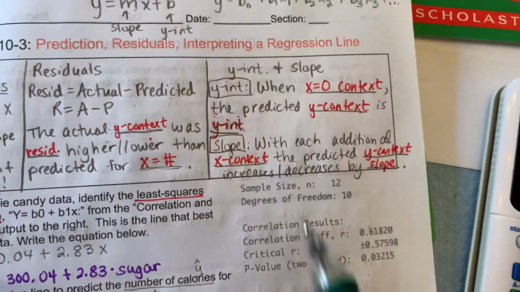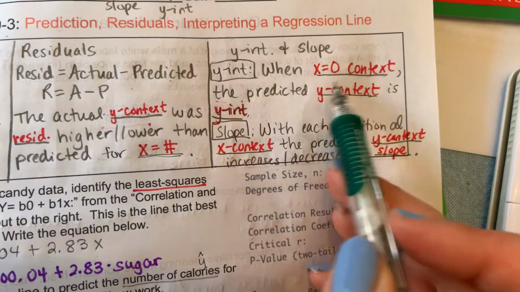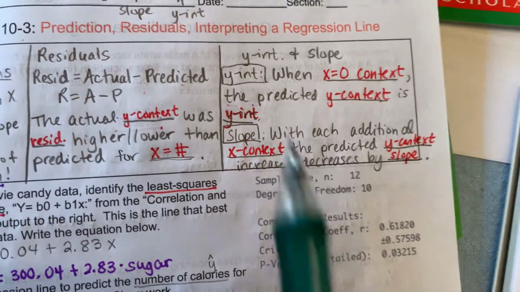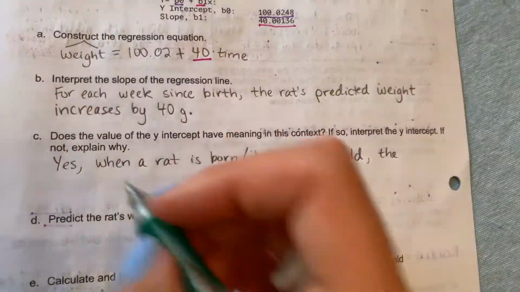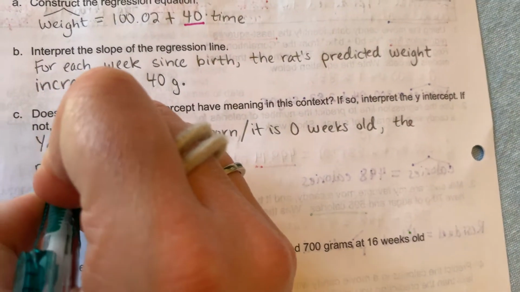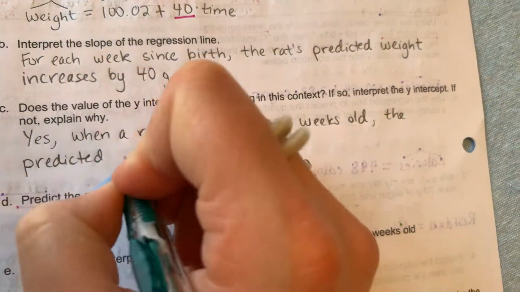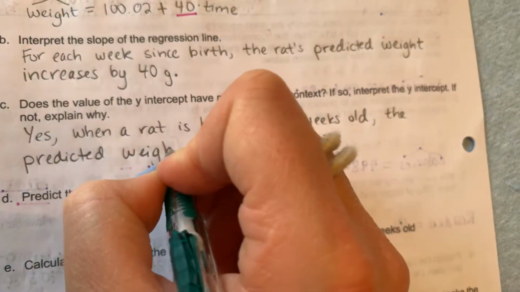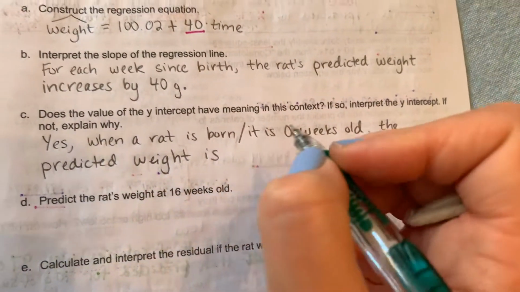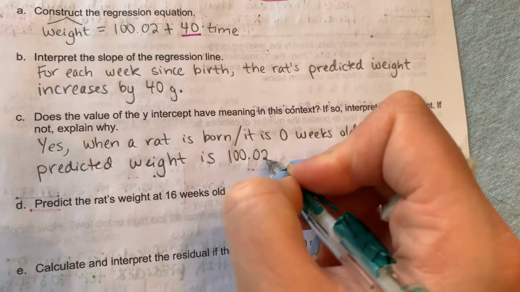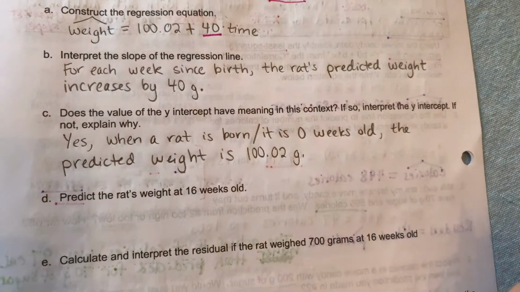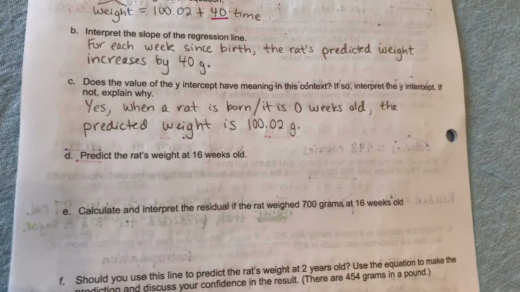Let's go back to that sentence again. This is the y-intercept prediction. So when x equals 0 in context, I've already got that. When the rat is 0 weeks old, the predicted y in context, so the predicted weight, is equal to that y-intercept, which is 100.02 grams. Again, using the unit of measurement for weight.